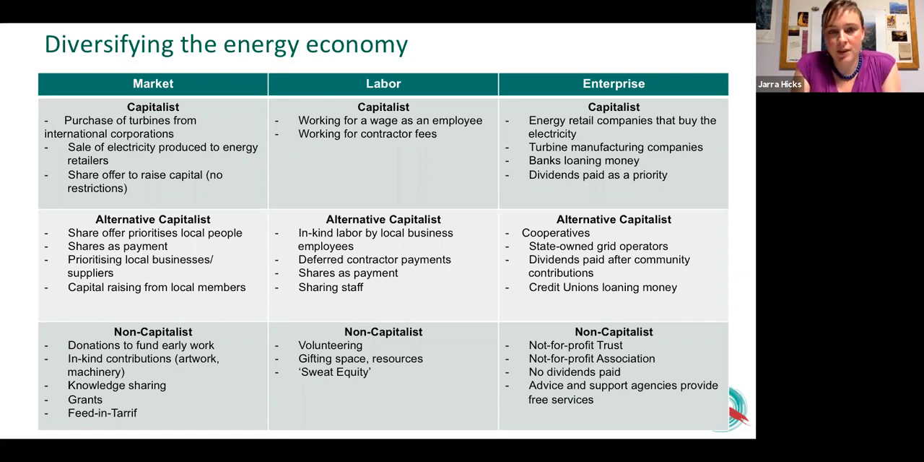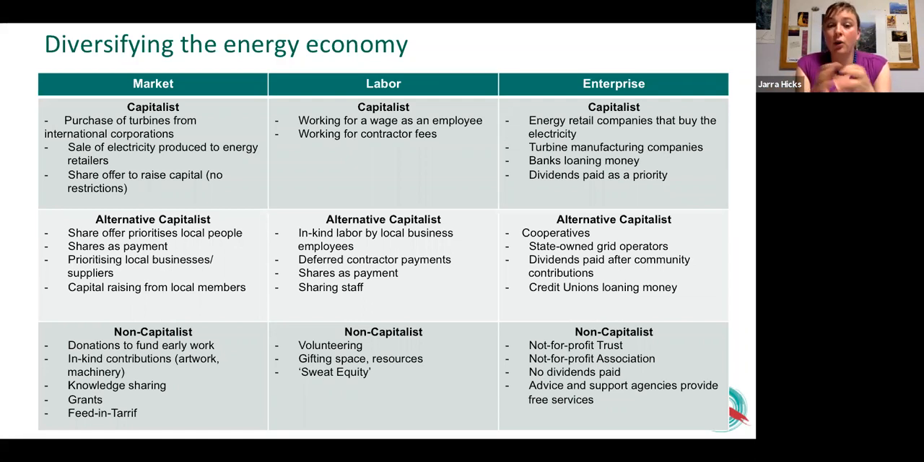It's also including things under the labour transactions, like in-kind contributions from local businesses, where they might give you pro bono discount rates, or they might provide access to staff for free. It might also include contractors doing work for you and saying, look, you pay me when the project's up and running, when you're earning income and you've got the means to pay. It might include sharing staff. And in terms of alternative capitalist enterprises, it's things like co-ops, where you have the ability to trade in the market, and the ability to return a dividend to your shareholders, but you also have the ability to uphold things that are important alongside making money. So things that are going to benefit your members and benefit the things that they care about.